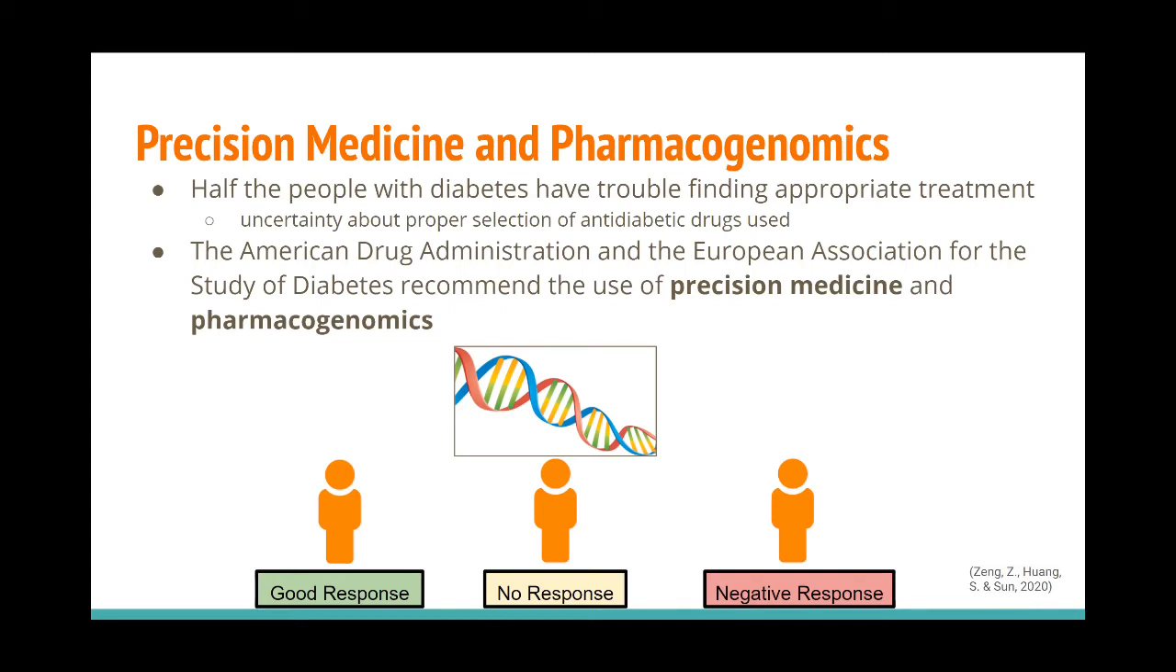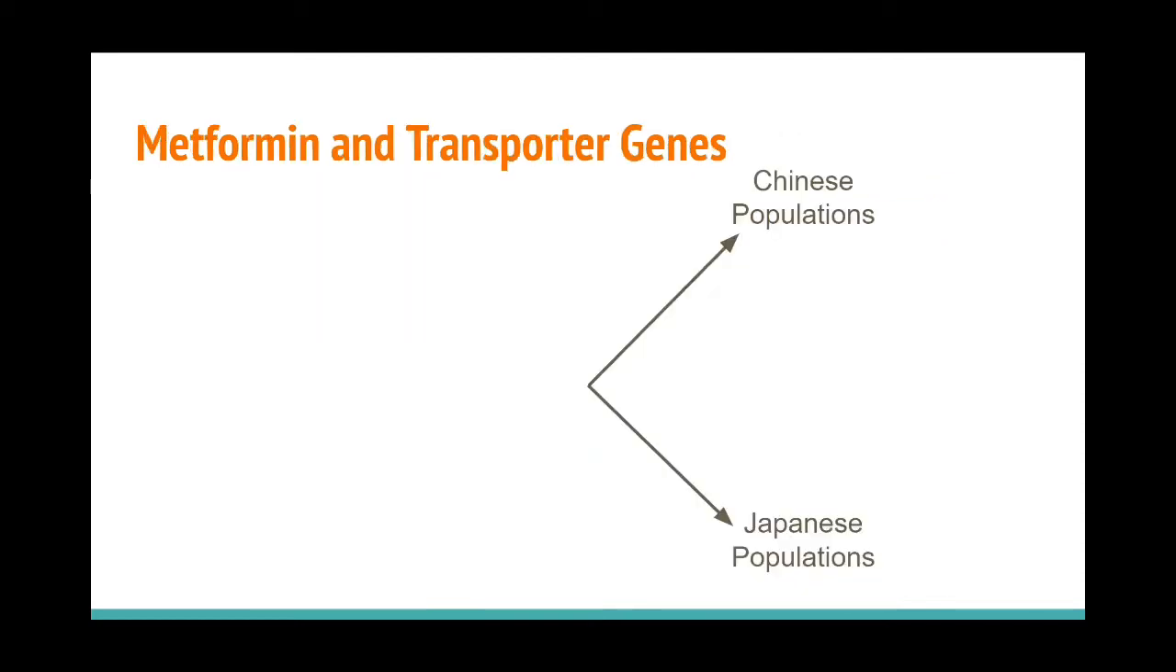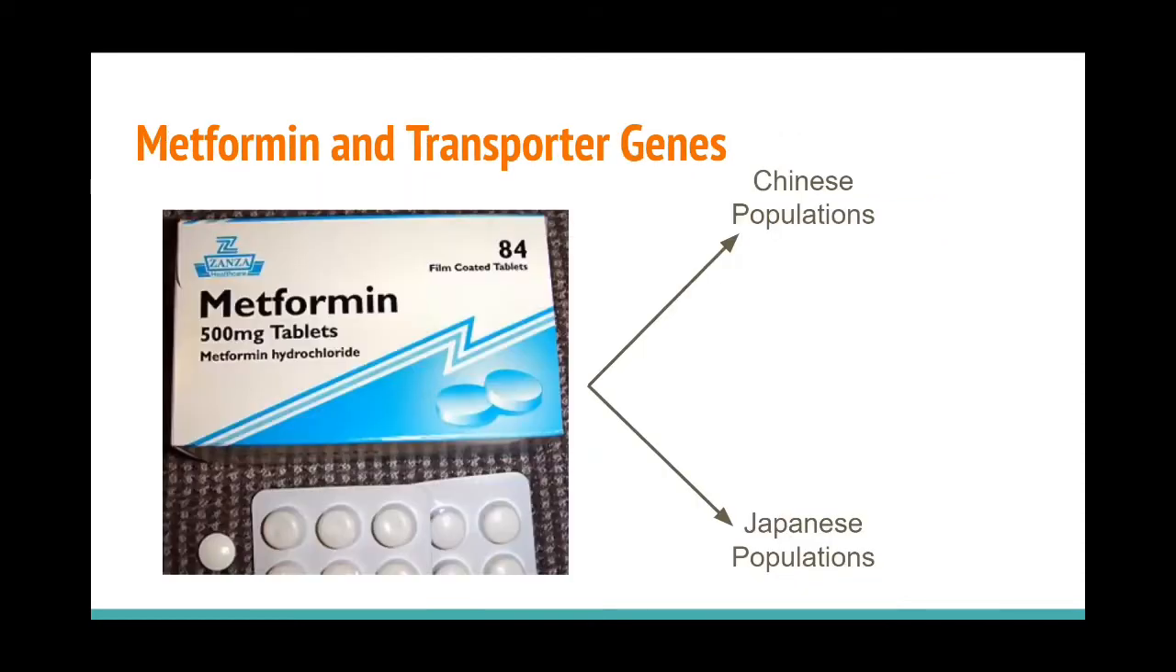And if you use pharmacogenomics, it may be beneficial by helping the patient find the correct drug sooner and have fewer negative responses. And so an example of pharmacogenomics being used for diabetes is with the drug metformin. Metformin is commonly used to treat diabetes, but Chinese populations and Japanese populations have a different response when they are given the same drug. And this is because the two populations have different variants within their gene. A difference in the variant OCT1 accounts for different levels of uptake of metformin, which then leads to differing responses.